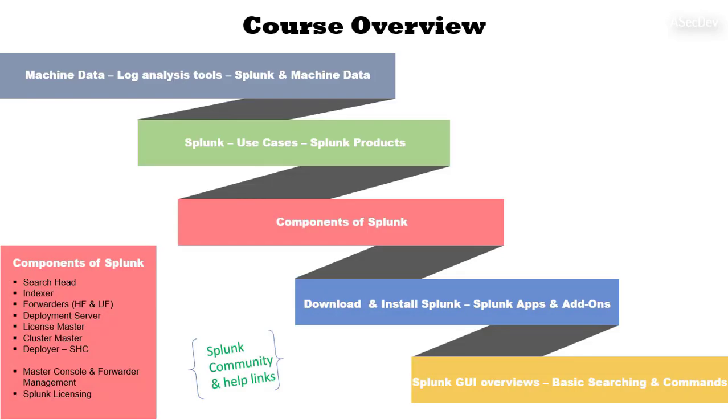Let's take a look at the course overview. First, we will introduce ourselves to machine data. Then we will see some tools that can help us in managing it and what Splunk can do with it. Then the basic introduction to Splunk with some industry use cases, and then we will analyze some of the offerings by Splunk. Next would be components of Splunk like search head, indexer, forwarders, and for more you can refer to that self-explanatory red box. After this, it would be downloading Splunk and setting it up.